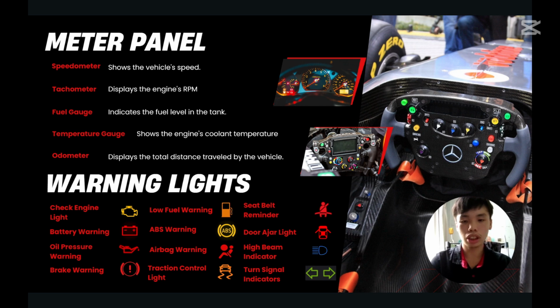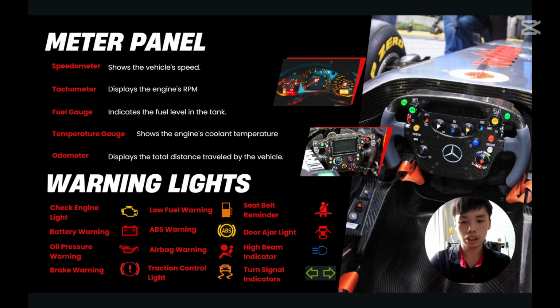So next are the warning lights. The check engine light indicates that there's a problem in the engine and tells the driver that they should get their engine checked immediately. The battery warning indicates a problem with the battery, which does not provide enough current for the vehicle to function. The oil pressure warning usually tells that there is little to no oil in the engine, and this is due to the driver not having engine oil maintenance regularly.